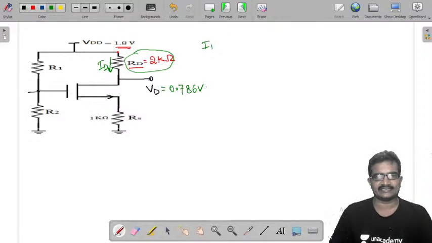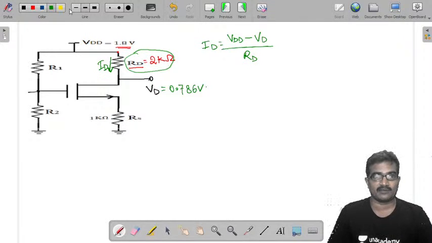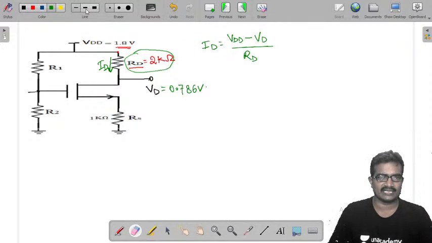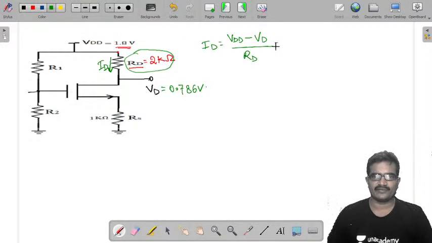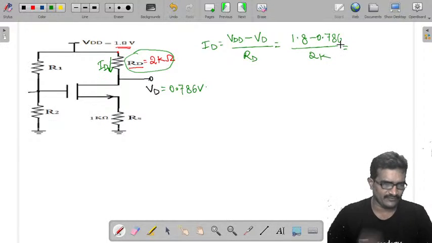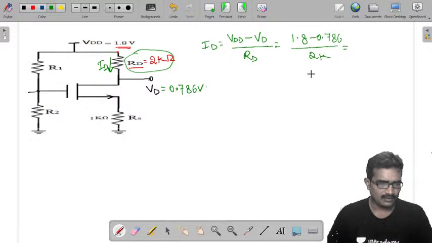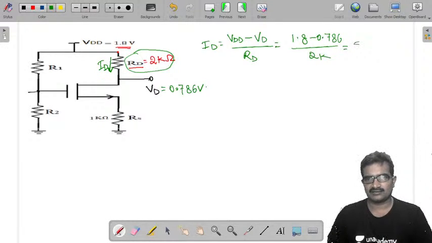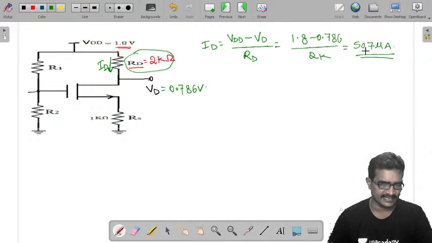Therefore, ID is (VDD minus VD) by RD, because we know the RD. In the previous problem, we didn't know the value of RD, but in this one, we know that. Now it is VDD 1.8 minus 0.786 by RD 2 kilo ohms. By simplifying this, 507 microamperes. That is the value of ID.